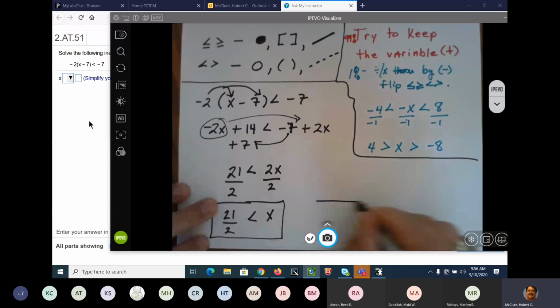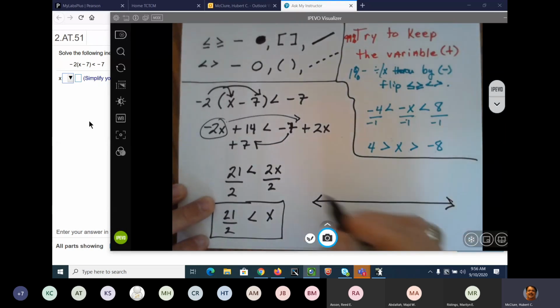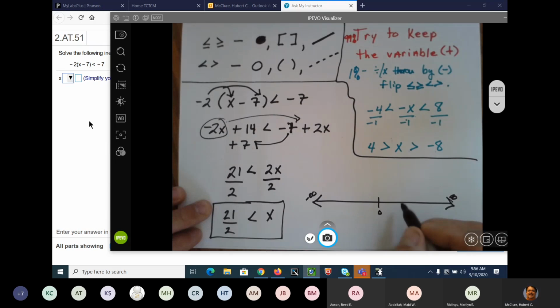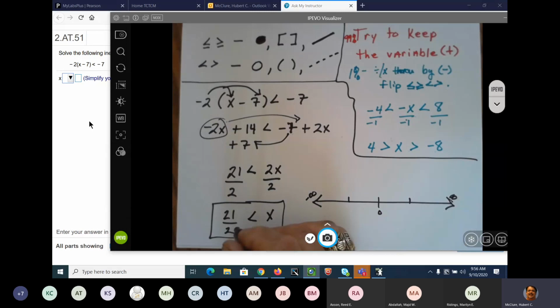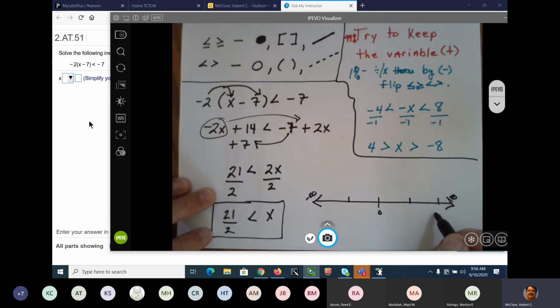Always graph it. Whenever you do an inequality, you always graph it so you can determine the solution set. This arrowhead's called negative infinity. This arrowhead's called positive infinity. Zero's in the middle, and this is 21 halves, is 10 and a half. So I'm going to put 10 and a half right here, 21 halves, and I'm going to put an open circle. And what numbers are larger than 21 halves? Everything to the right.